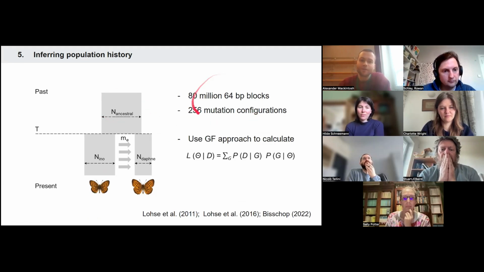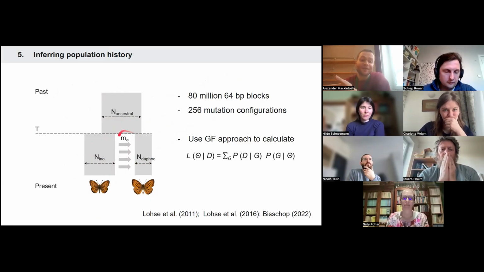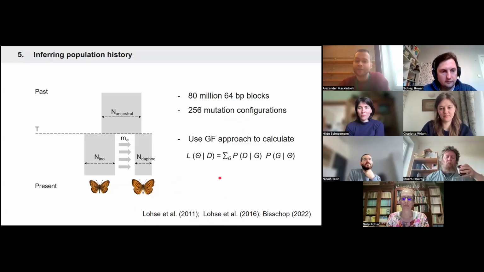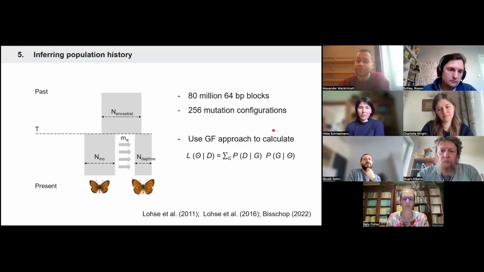And then what we want to do is use this data to estimate the parameters of this model. And so the split time, these effective population sizes, and the rate of gene flow from one population to another, which we can use the parameter, the effective rate of migration, to describe. And we can do this calculation using a generating function approach developed by Conrad some years ago, but has been extended and made more efficient in recent years. And so we can calculate the likelihood of our model parameters given our data, which is these mutation configurations, integrating over the possible genealogies that are consistent with the polymorphisms we see in blocks.